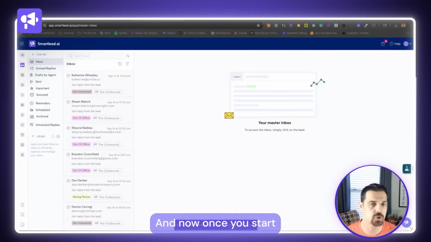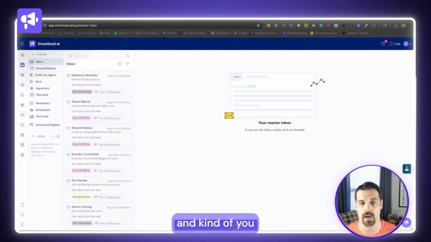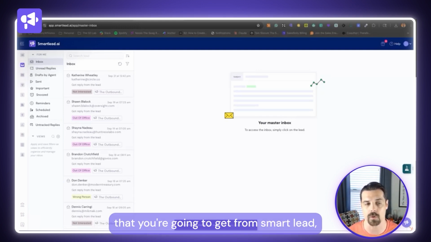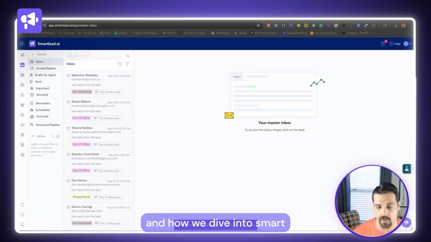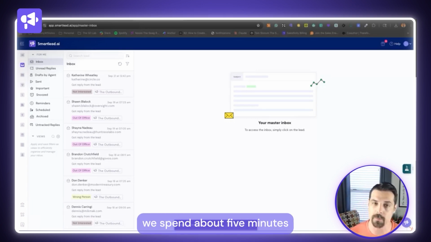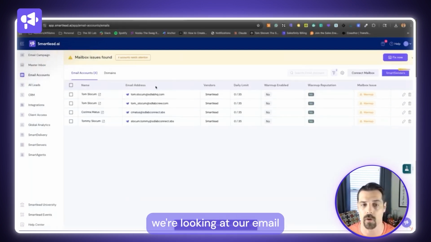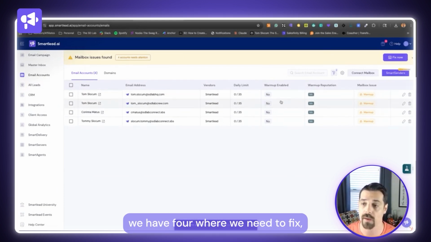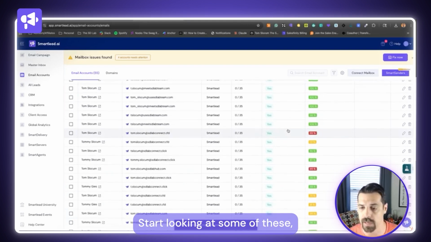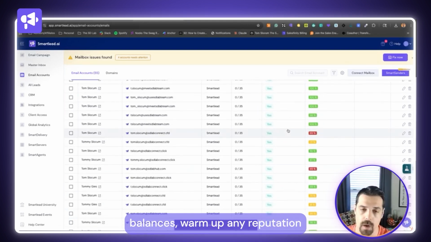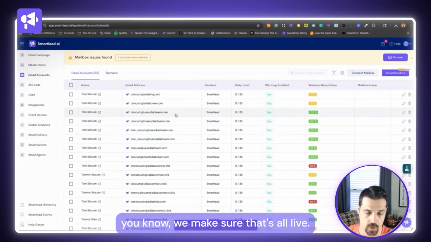Now, once you start getting the copy dialed in and your email boxes are warmed up, you can start managing and leveraging the data that you're going to get from SmartLead, which is a big help, right? As far as our daily rhythm and how we dive into SmartLead every day, in the morning we spend about 5 minutes in there looking at health checks, right? We look at our email accounts, making sure, okay, we have 4 that we need to fix. They've gotten bounced out and need some attention. We look at some of these bounces, warm up, and any reputation dips. And then we make sure that's all live.